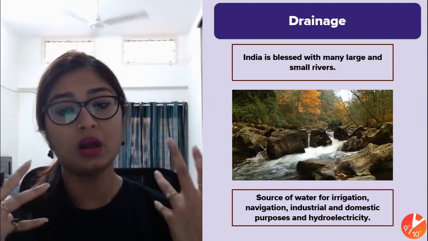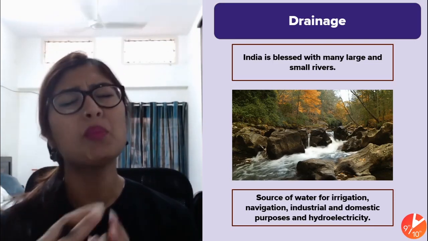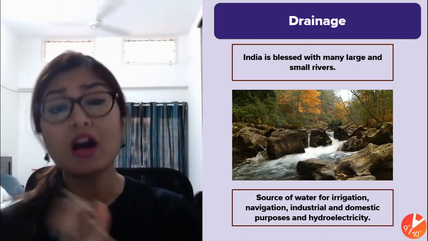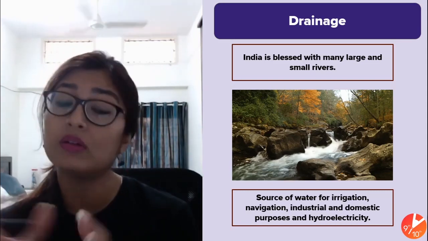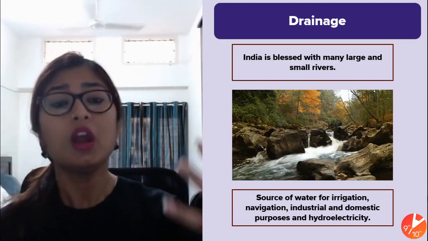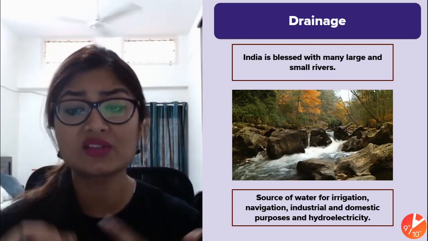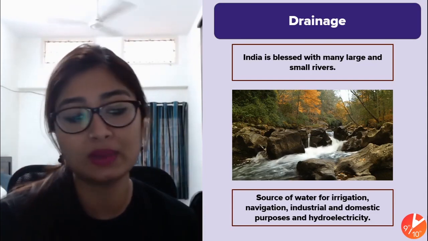Okay, so what is the river system? If you look at it, India is blessed with many rivers. We have so many large systems of rivers as well as small systems of rivers everywhere, which help us a lot in boosting everything that is water dependent, like irrigation, navigation, industrial and domestic purposes, and of course hydroelectricity, which we just spoke of a few minutes back.